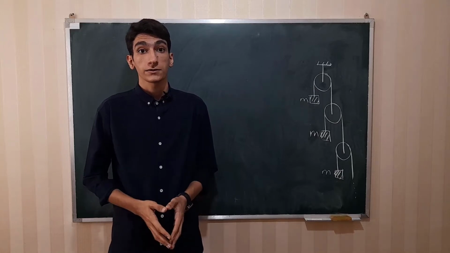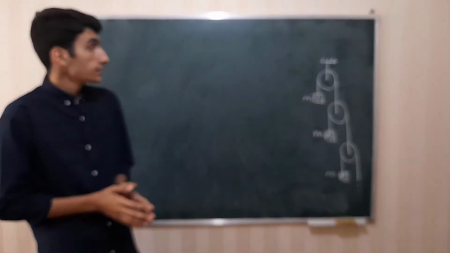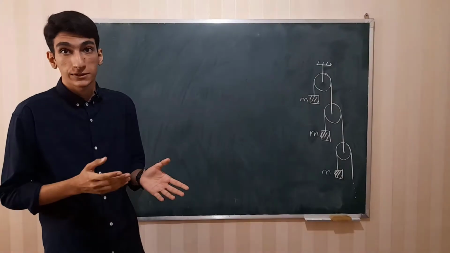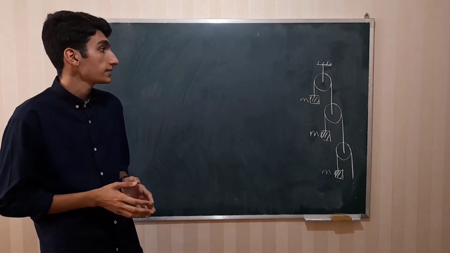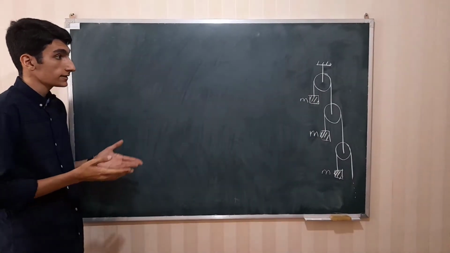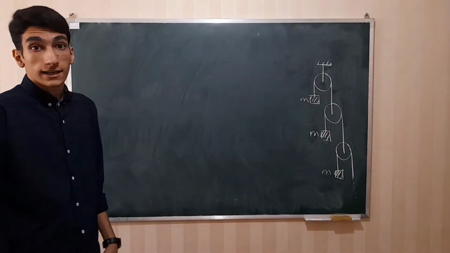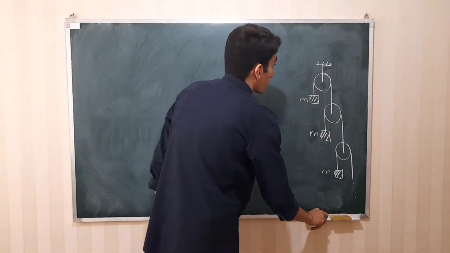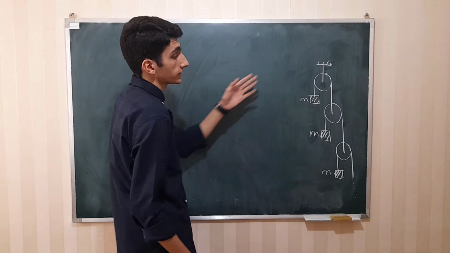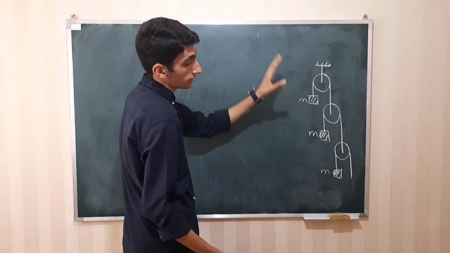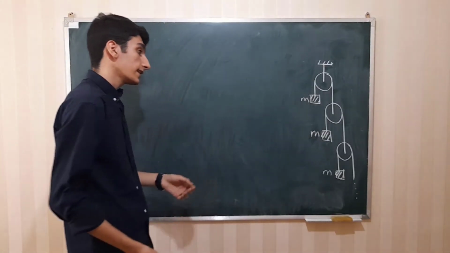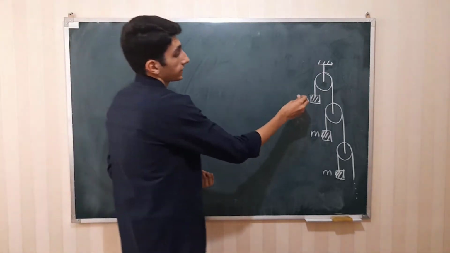Hello, so in this video I'm going to solve one of the most famous problems in classical mechanics, the infinite Atwood machine. Let's check it out. We have a system like this. There's a pulley, a block, this pattern continues forever, and we want to calculate the acceleration of this guy.